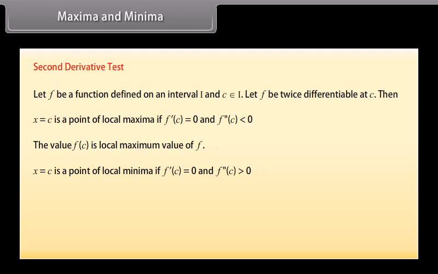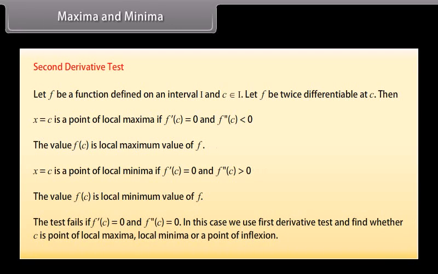x = c is a point of local minima if f'(c) = 0 and f''(c) > 0. The value f(c) is the local minimum value of f. The test fails if f'(c) = 0 and f''(c) = 0. In this case, we use the first derivative test and find whether c is a point of local maxima, local minima, or a point of inflection.